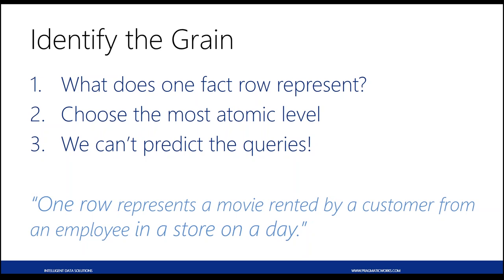We can't subdivide this anymore. And the reason we do this is because data that is at the most atomic level can be rolled up, it can be aggregated, it can be sliced, it can be diced, in pretty much any way that the users want. Okay? And this is really good for ad hoc queries because the bottom line here is that we can't predict how the users are going to query the data warehouse.